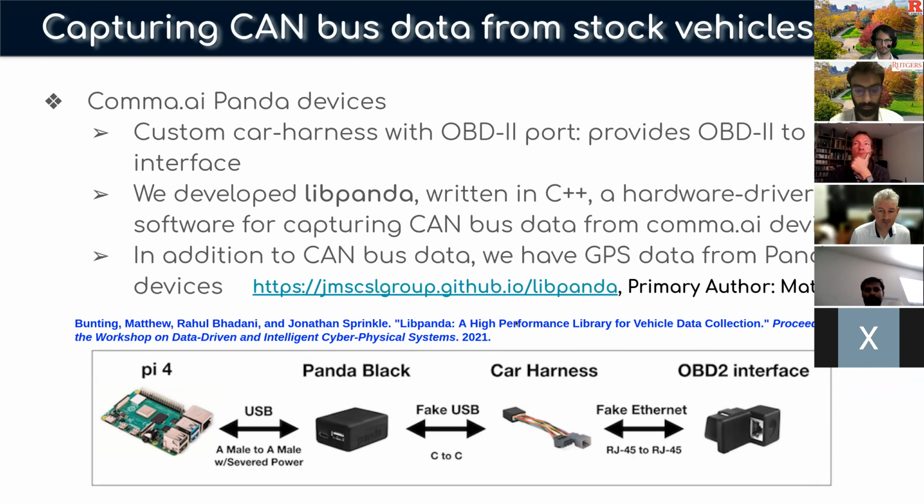Most of this work was done by Matt Bunting, who is also a postdoc at the University of Arizona working on the CIRCLES project. He developed a hardware driver for CAN bus data that we can retrieve from the car in real time using a Raspberry Pi. That's a small computer that we can plug into any car. So that comes out as a cheap, low-cost way to harness the CAN bus messages.